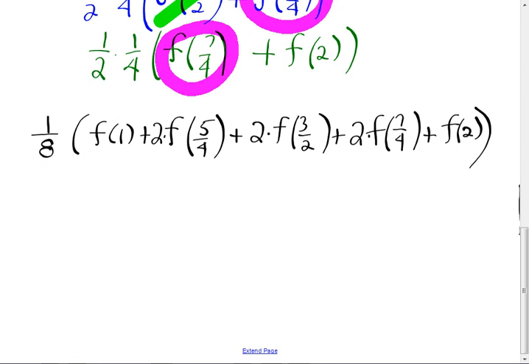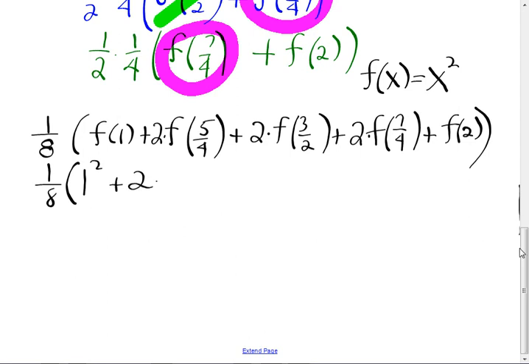So, and remember what f of x was? What was the function? X squared. So now we have to substitute the numbers in there. So it's 1/8. F of 1 is 1 squared plus 2. And I'm going to put in 5/4. And guess what I'm going to do with 5/4? I'm going to square it.